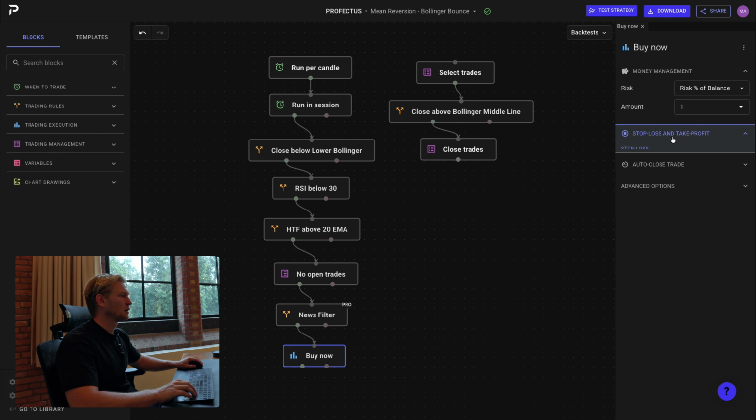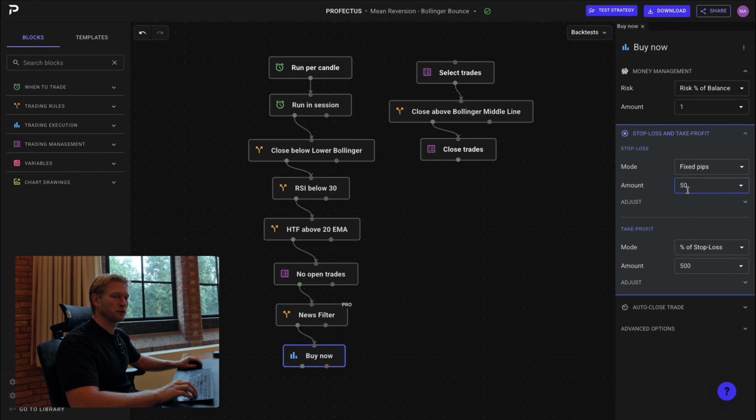We have a fixed stop loss of 50 pips and a percentage of stop loss target. So this take profit is 500% of this stop loss. So it's a 1 to 5 risk to reward. It's 500% of the stop loss size, which is 5 times bigger and therefore 1 to 5 risk to reward. If you change this to 100, then we have a 1 to 1 risk to reward. We have an equal stop loss size and equal target. All right, let's change it back to 500.